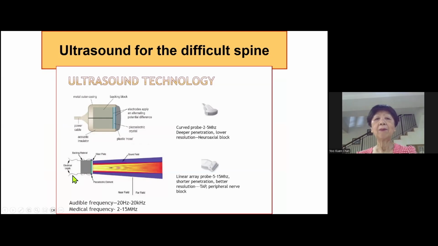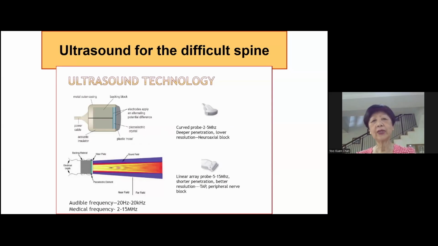I'm sure a lot of you have also used ultrasound for other practices, especially in intensive care. But if you're using it in obstetric practice to look at the spine, the probe that we should be using is the same probe that the obstetrician uses. So if you do not have the resources, just go and borrow it from the obstetrician, and the two of you can use the same probe, because they also use the curved probe. Unlike the intensivists, when they're looking for vessels, they use the linear array probe. The reason we use the curved probe is because it has deeper penetration, but unfortunately lower resolution.